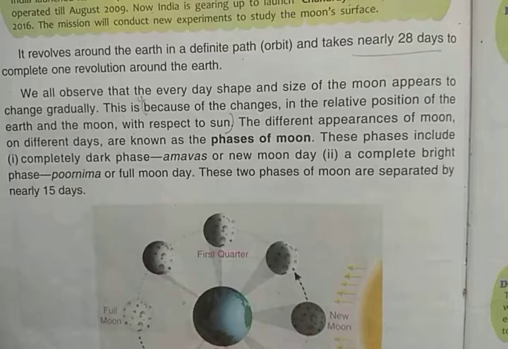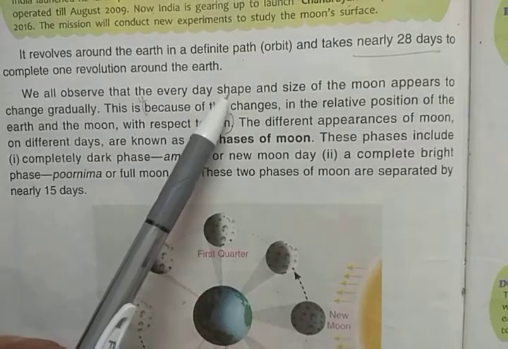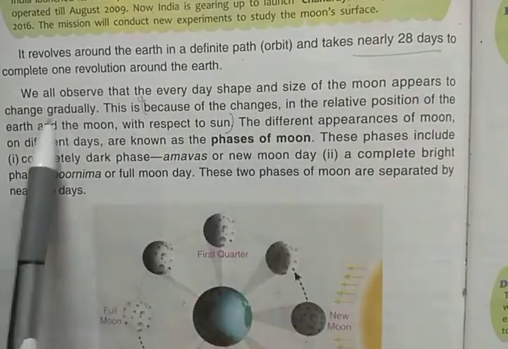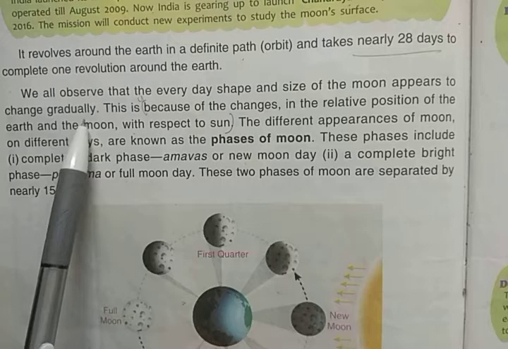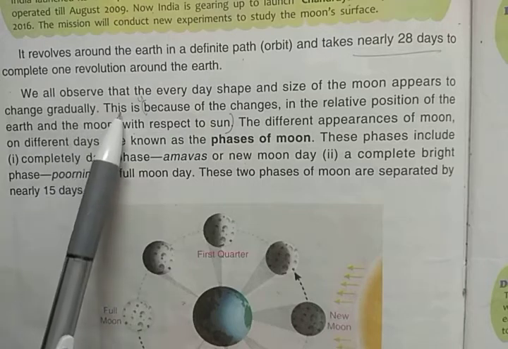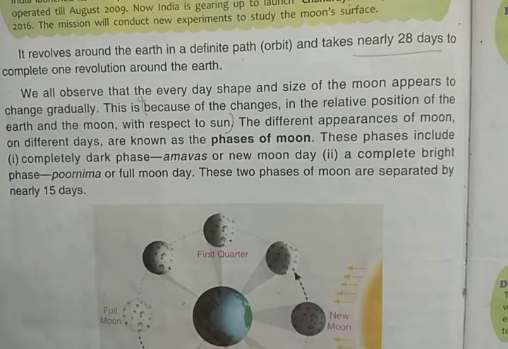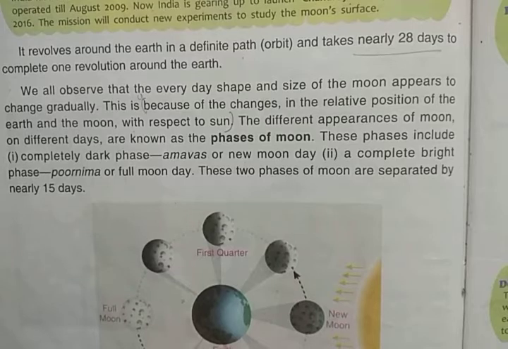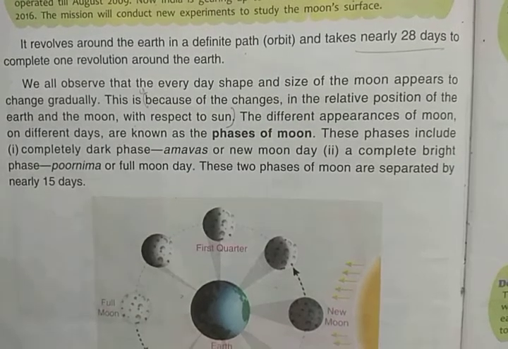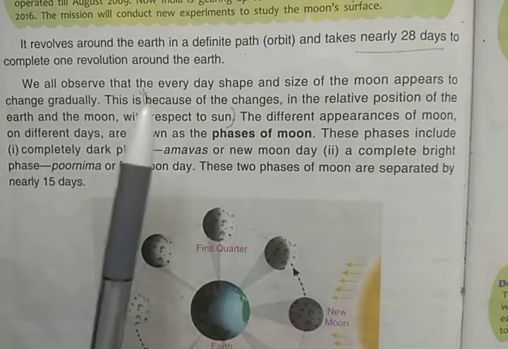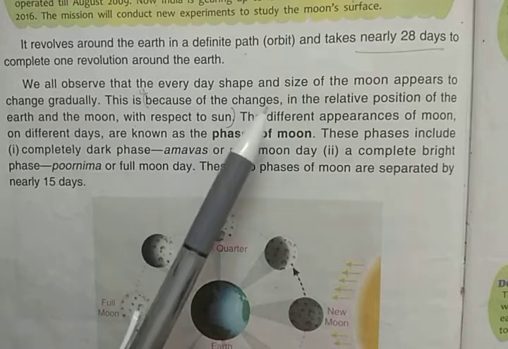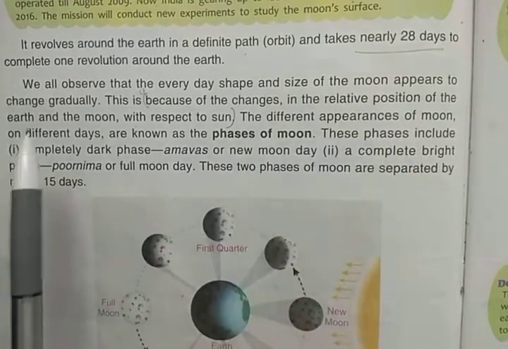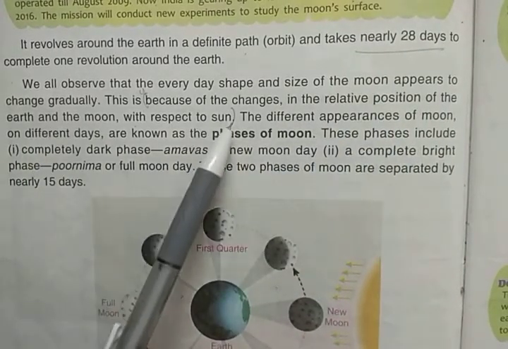And we all observe that every day the shape and size of the moon appears to change gradually. आपने देखा होगा मून जो है अपनी जो शेप है और साइज है वो चेंज होता रहता है उसका. And why is this so? This is because of the changes in the relative position of the earth and the moon with respect to the sun.